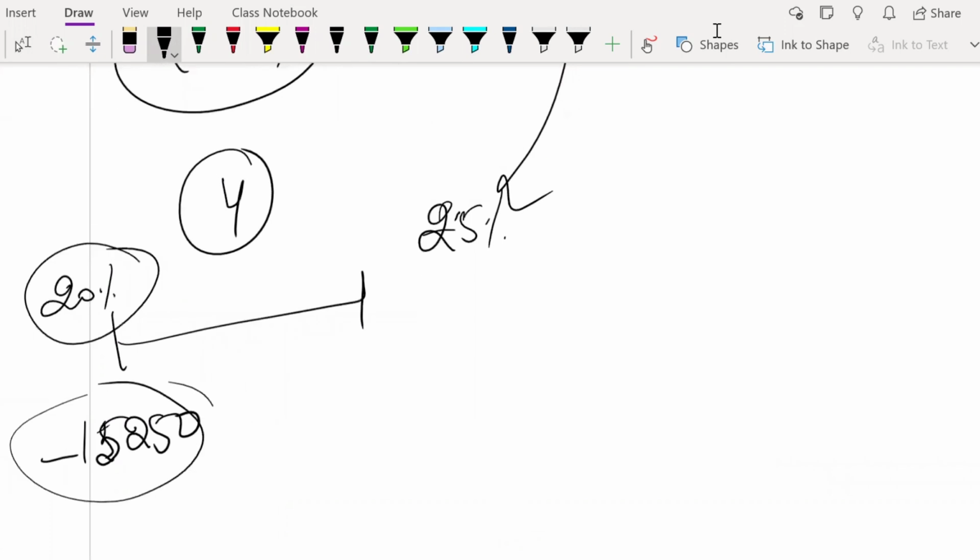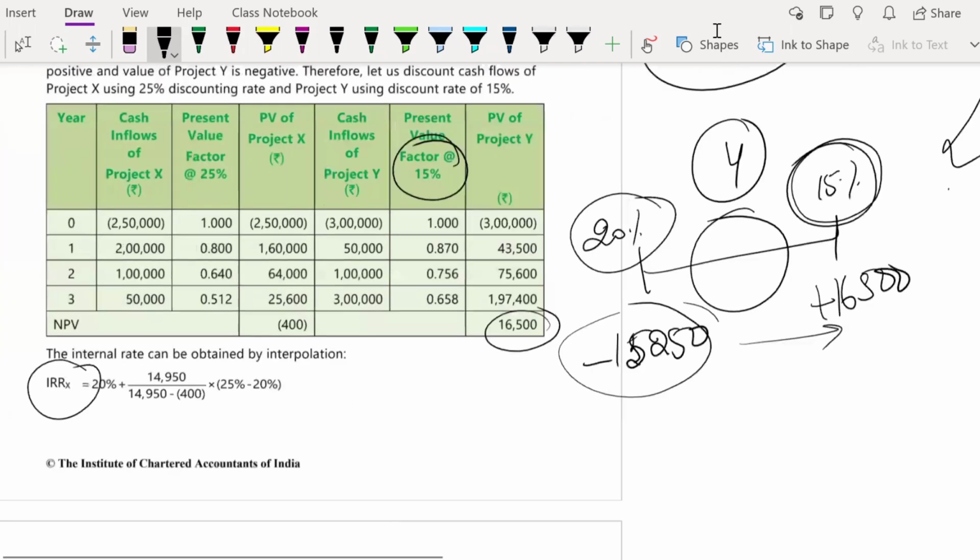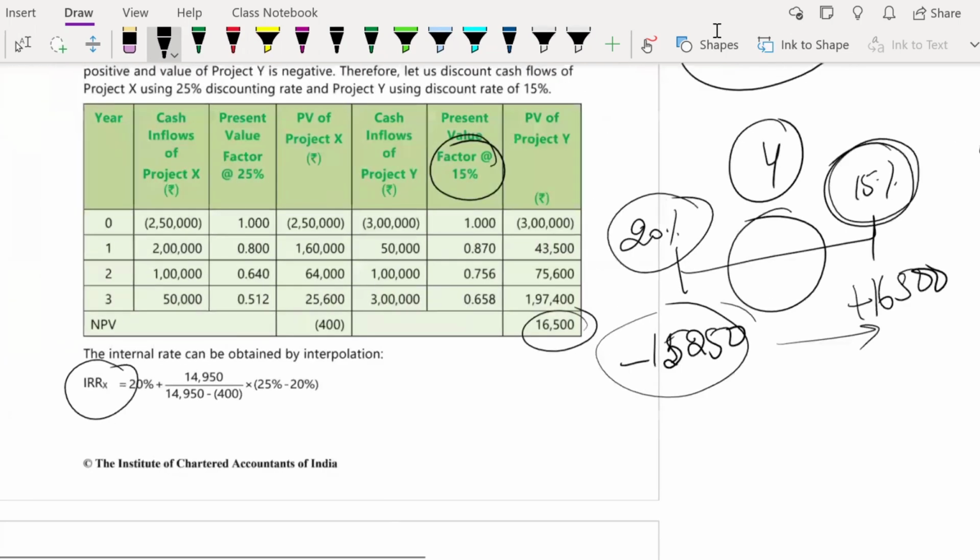So to get a positive NPV, what factor will you consider here if you were in the examination? 15% you will consider. Very good. Anything less than 20% you have to consider. So they have also considered 15% here, and they have got a positive NPV of plus 16,500. Now they will find out the IRR. Okay, so that sum is also done.